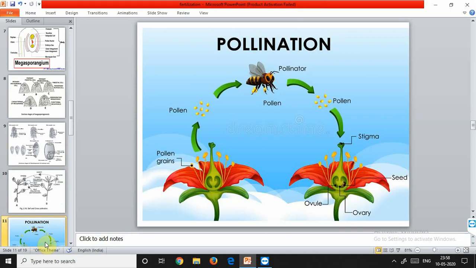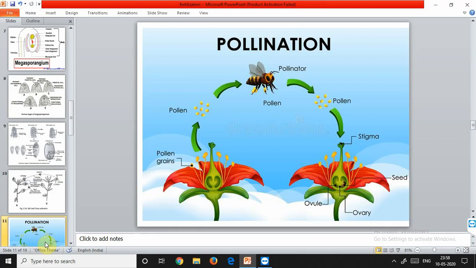Cross pollination by living agents, for example pollination by insects, is known as entomophily, as in Salvia and Ficus. Pollination by birds is known as ornithophily, while pollination by animals is known as zoophily. Pollination by snails is called malacophily, pollination by bats is called chiropterophily, and pollination by ants is called myrmecophily.